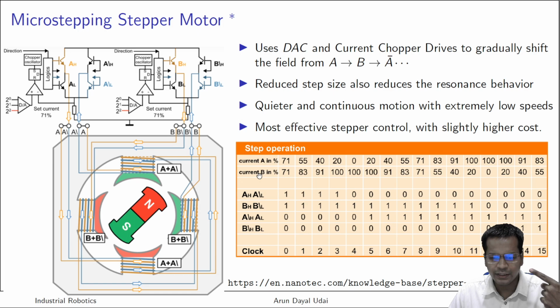Current in A and current in B, you see it gradually is reduced to 0 and then it comes up. So this should happen in a sinusoidal manner. So that is how it works.